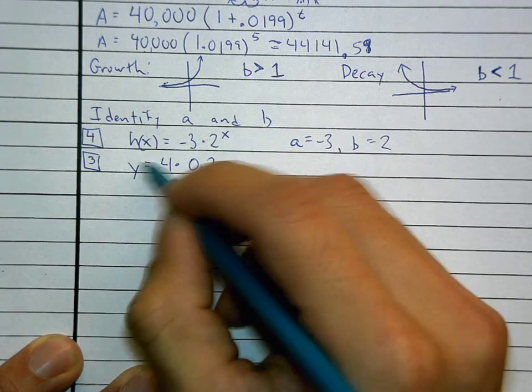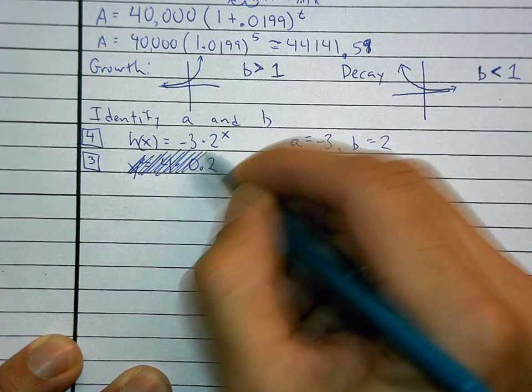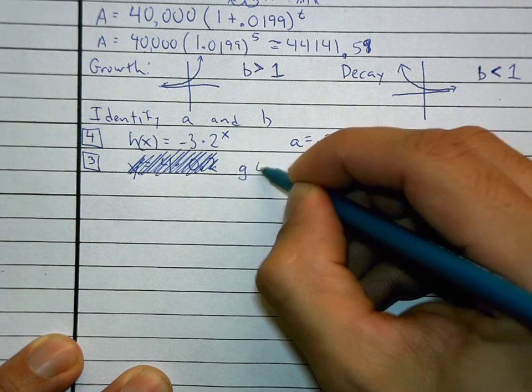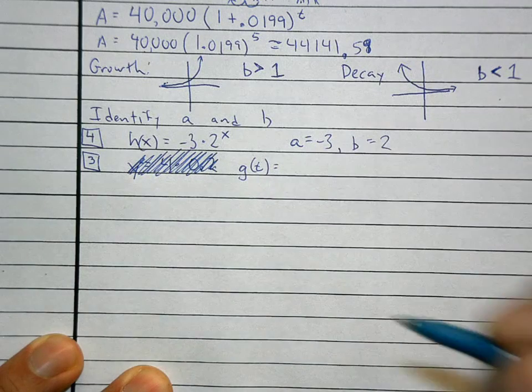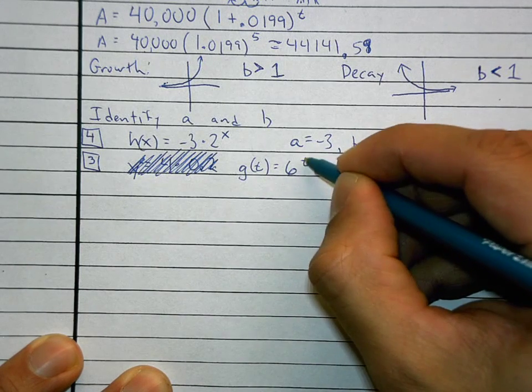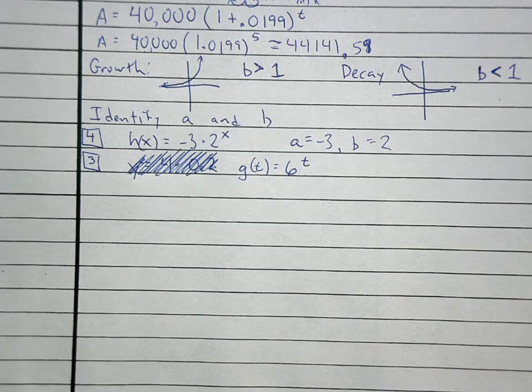I'm sorry. Nope. That's not it. That's not number 3. G of t. I'm sorry for you perfectionists. That's how it goes. Blake, stop.